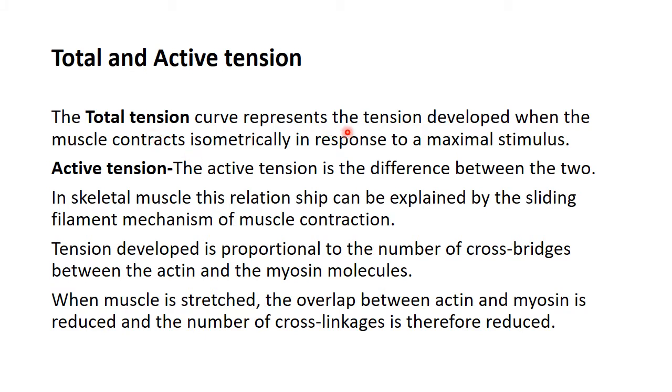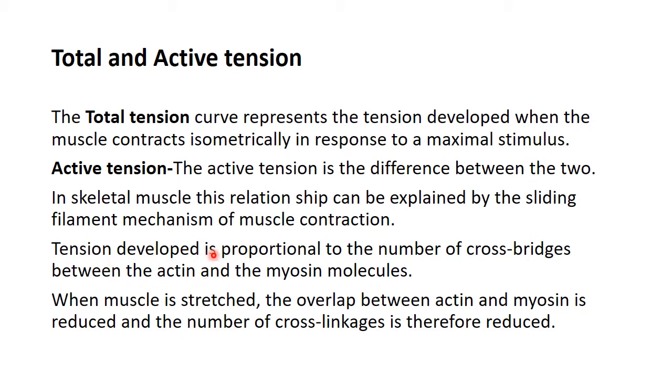The total tension curve represents the tension developed when the muscle contracts isometrically with maximal stimulus. And the active tension is the difference between the two, meaning total minus passive tension. Now the question arises, why do total tension, active tension and passive tension vary with the length?